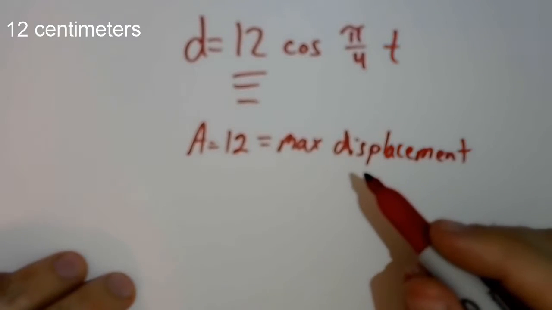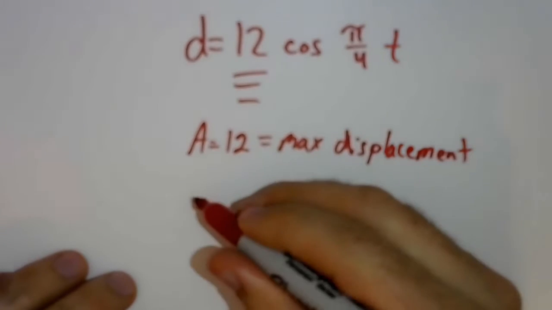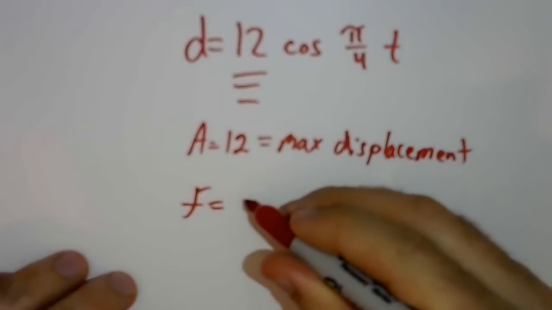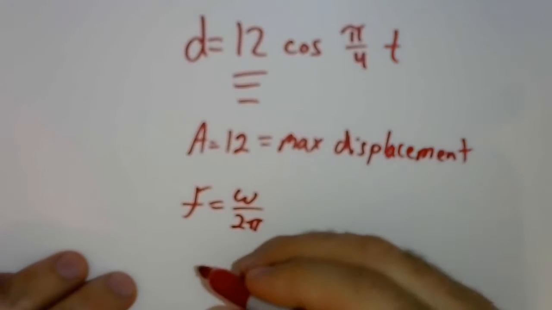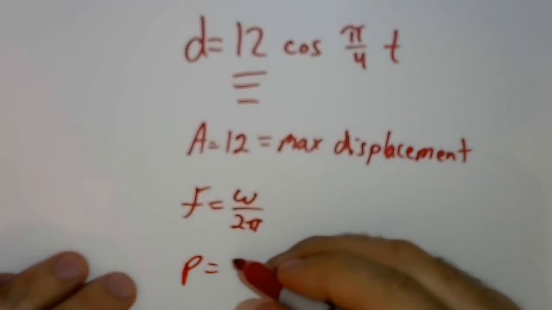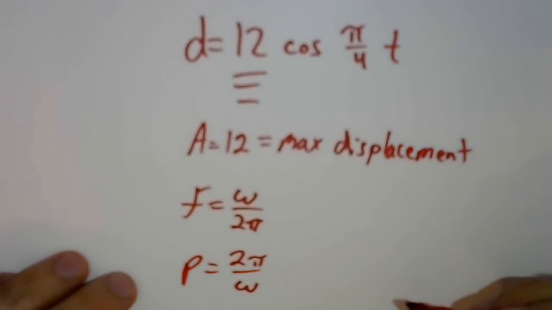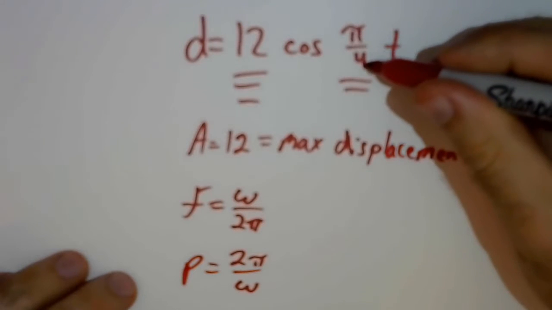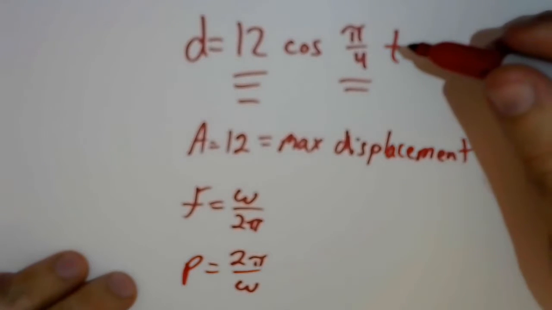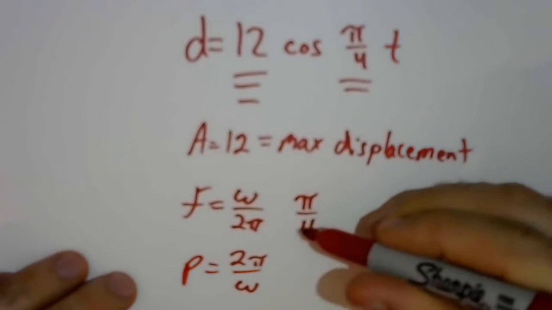The only other things we have to worry about are the frequency and the period, and I can choose to do either one. My frequency is going to equal omega divided by 2 pi, or my period is going to equal 2 pi divided by omega. I can choose to do it either way, or I could choose to do it both ways. My omega is right up here. It is the pi over 4. So I can write this as pi over 4.